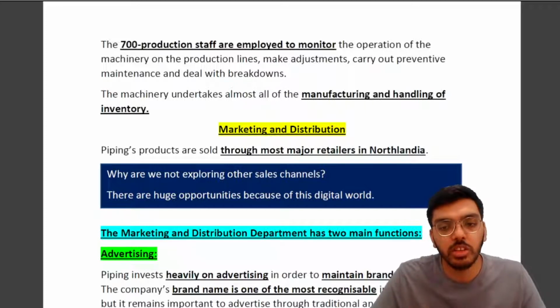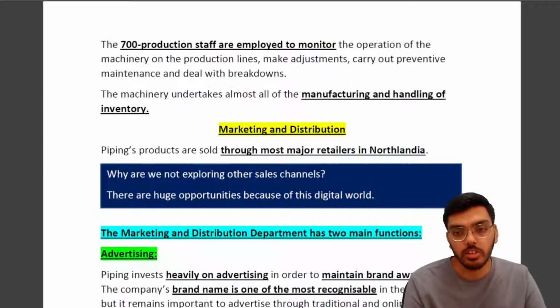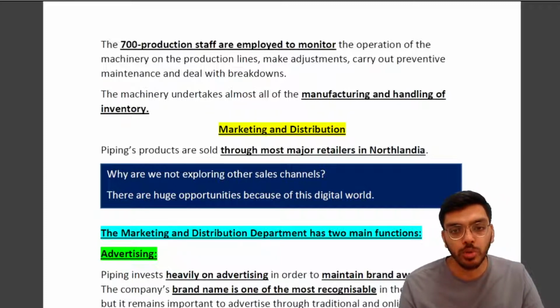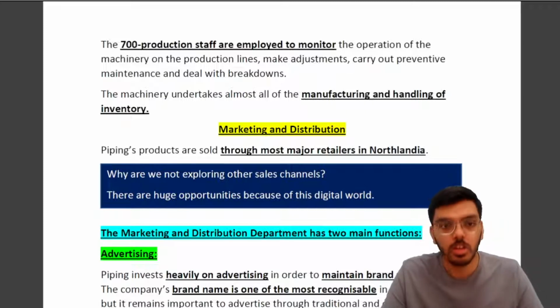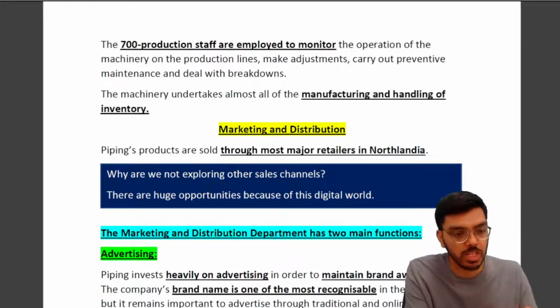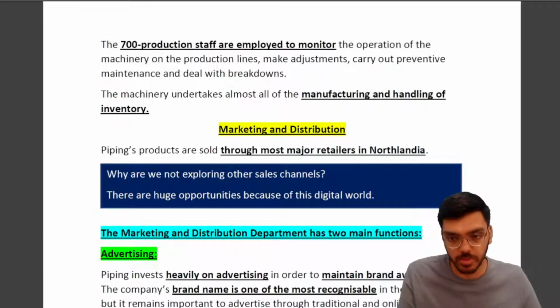The next section that we look at is the marketing and distribution section. Now, Piping's products are sold through most major retailers in Northlandia. We sell through retailers. So why are we not exploring other sales channels? There are huge opportunities because of this digital world. So major retailers have been one avenue of sales.